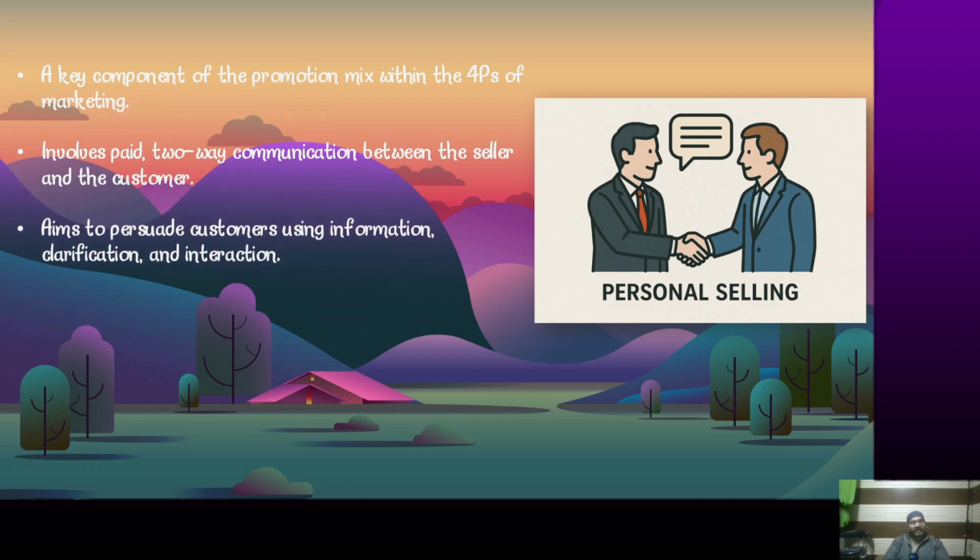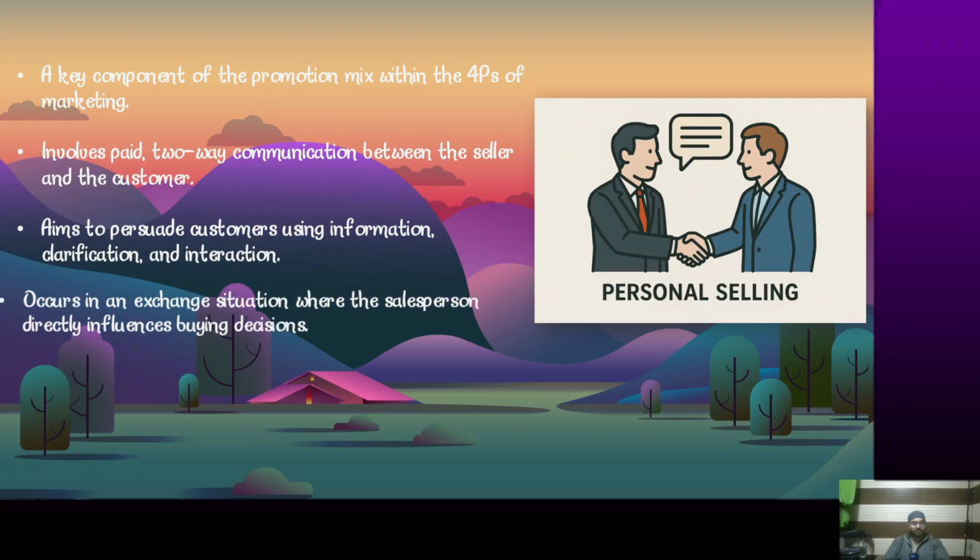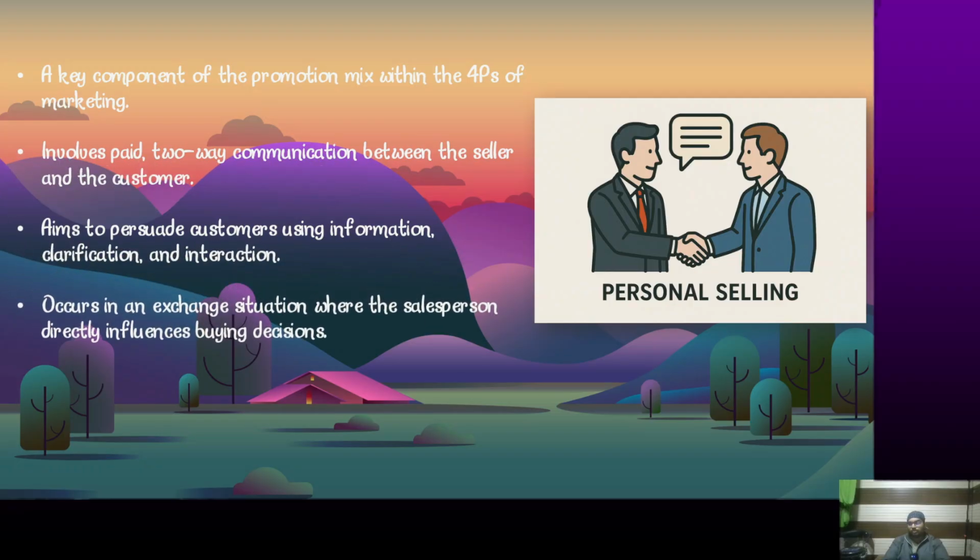So with personal selling, they aim to persuade the customer using information, clarification, and interaction. So that person who is selling you the car, he will tell you all about the car. He will tell you the good things about the car. He will tell you how you can use this car to fulfill your purposes. And then he will often try to upsell you. That is, he will say, okay, if you have this much budget, then you should buy this car, or you should buy this variant of the car. Then finally, it occurs in the exchange situation. Why exchange situation? Because it's a two-way communication where the salesperson is directly trying to influence your buying decision.